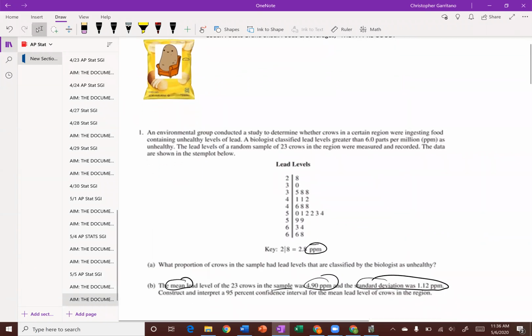Part A asks, what proportion of crows in the sample had lead levels that are classified by the biologists as unhealthy? All right, pretty straightforward problem. First of all, it's important to know that there are 23 crows in this sample. And also, what does it mean to be unhealthy? Well, there's a definition here that says biologists classify lead levels greater than 6.0 parts per million as unhealthy. So all we have to do is look at our distribution and count how many of the crows were considered unhealthy. And we see we have 1, 2, 3, 4 of the crows.